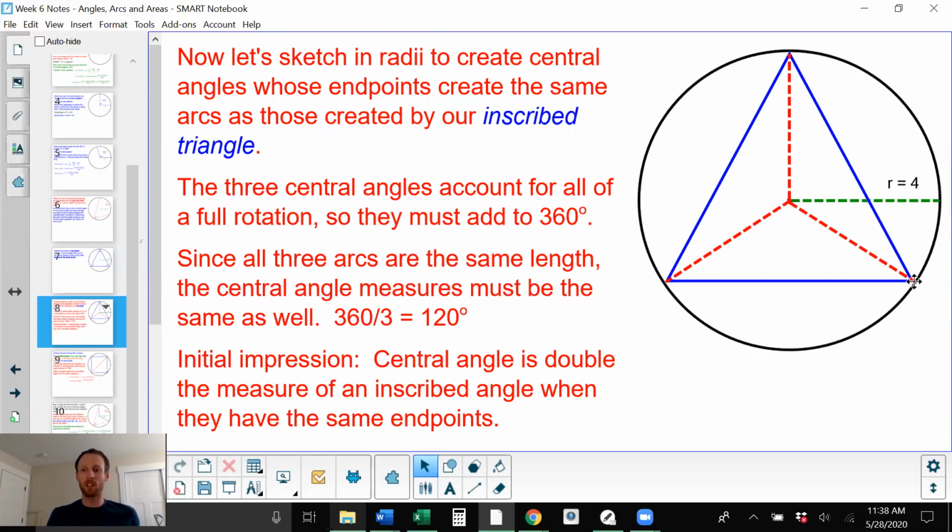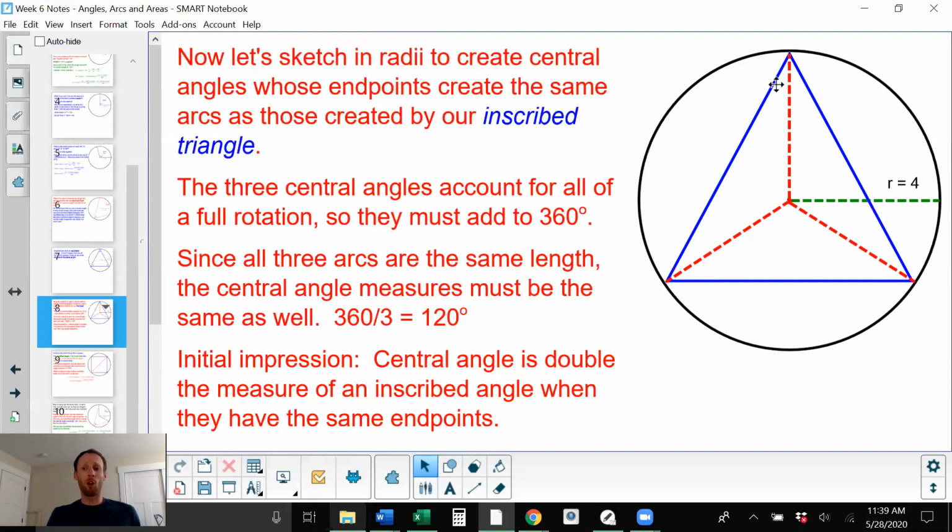All right. Well, what if I create central angles that have the same endpoints? For this lower right-hand triangle angle, the blue angle, it has endpoints at the top and lower left. So if I create radii from the center to the top and to that lower left point, I end up with this central angle right here. If I do the same for the other two angles of the triangle, I end up with my three central angles here, here, and here. I can see that they fill up all of the rotation at the center of the circle. We know that it's 360 degrees to go all the way around, and these three angles add up to 360 degrees because they fill up all of that rotation.